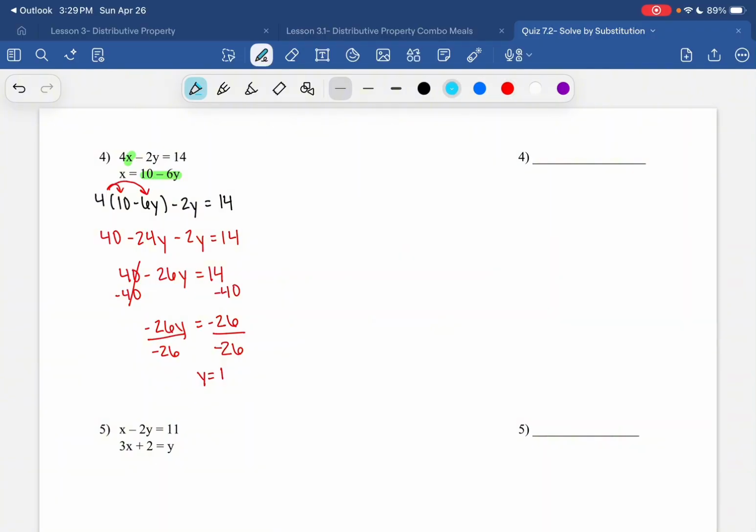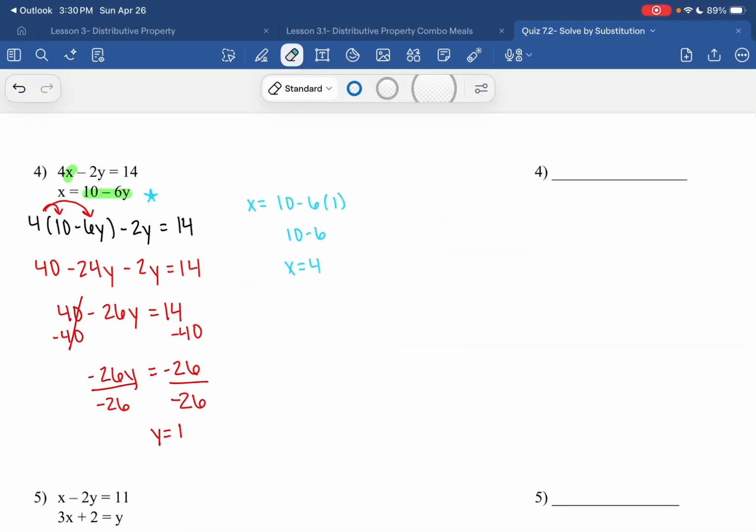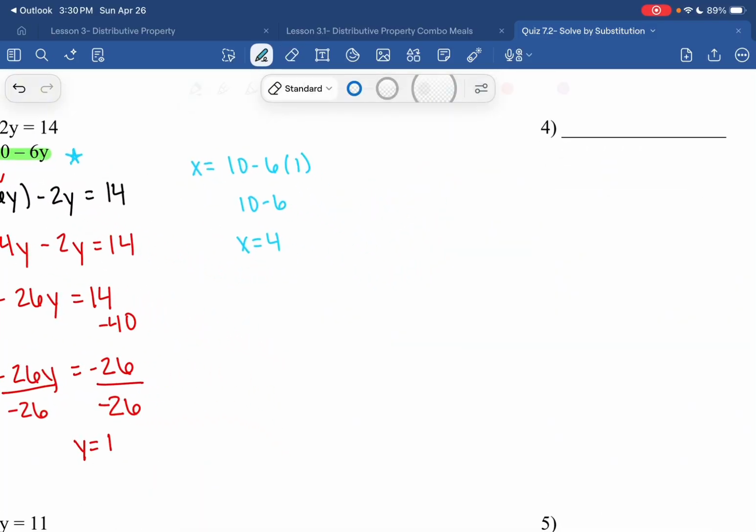I am going to plug that in to this equation that says x equals, because that will give me the least amount of steps to find x, right? So now I have x equals 10 minus 6 times, and y is 1. So 10 minus 6 is 4. X equals 4. And you should always write your answer as an ordered pair. Some of you were writing 1, 4. So just make sure you're checking, did you really solve for x, or did you do y first and then x? So just make sure you're double checking.